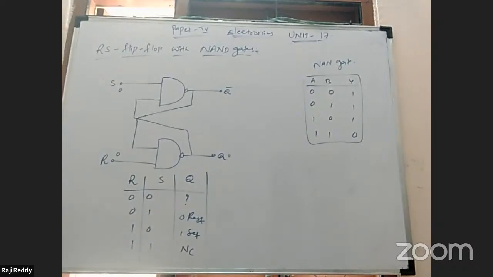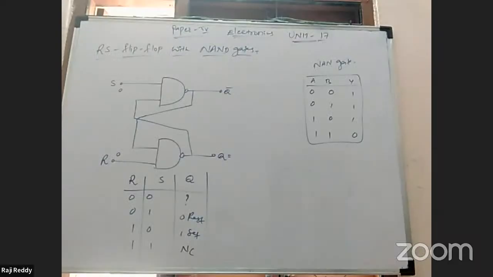Next condition, S value 0, R value 1, the flip-flop Q value 1. Next, S value 1, R value 0, the flip-flop will be set. Sorry, S value 1, R value 0, reset. So basically you can remember this table and you can explain it step by step, like entry 1, entry 2, entry 3, entry 4.